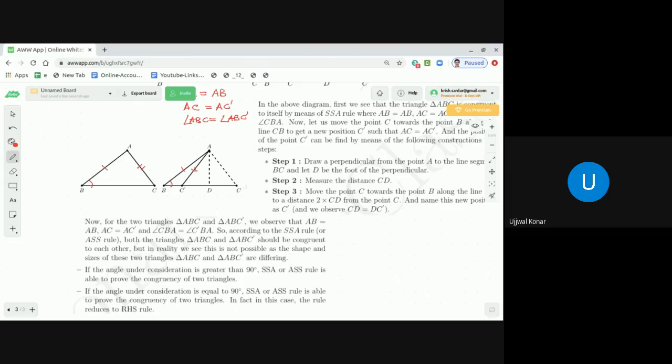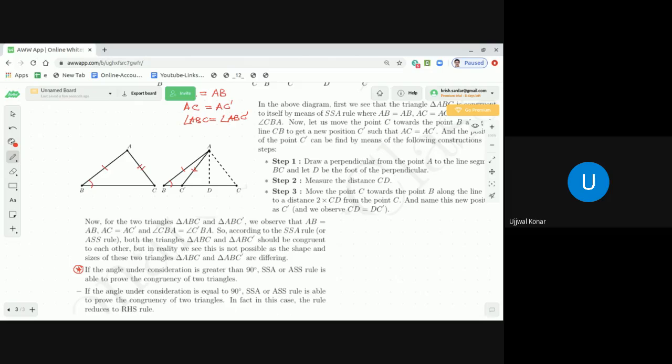So, what I said in the beginning, whether the SSA rule will guarantee congruency or not, depends on the measurement of the angle B. And here is the conclusion, dear students. If the angle under consideration is greater than 90 degrees, in this case the angle B, I repeat, if the angle under consideration is greater than 90 degrees, then the SSA or ASS rule is able to prove the congruency of two triangles.